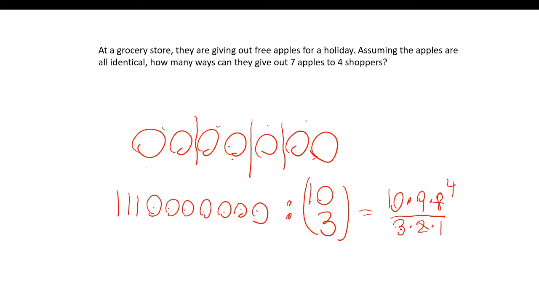You can simplify. 10 multiplied by 3 is 30. We have 30 multiplied by 4, which is 120. So there are 120 ways they can give out 7 apples to 4 shoppers. We did this using stars and bars. Now, let's move on to the next problem.